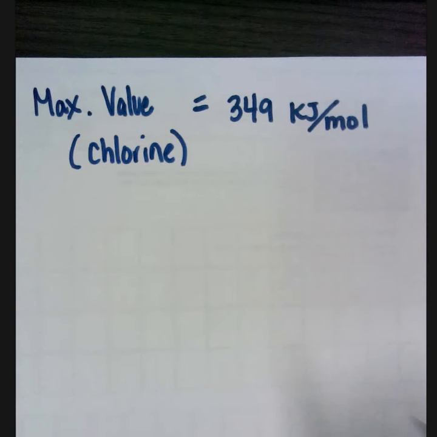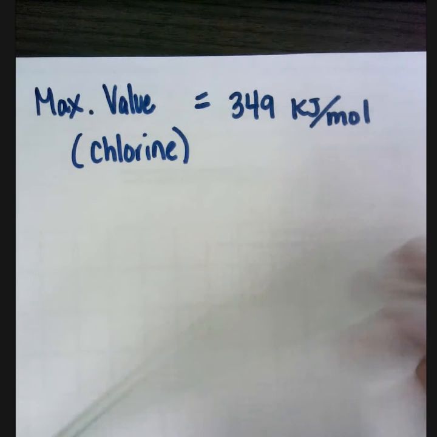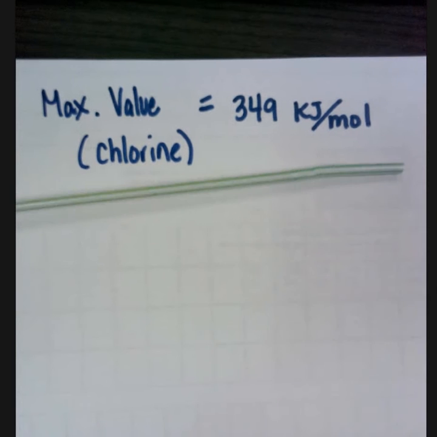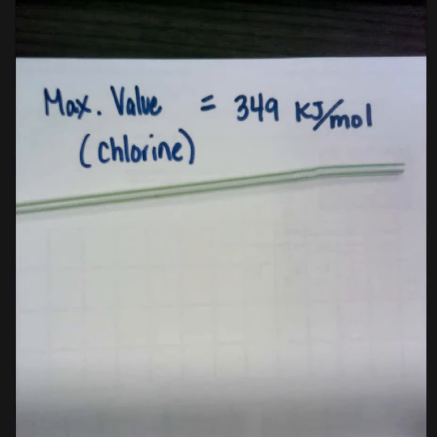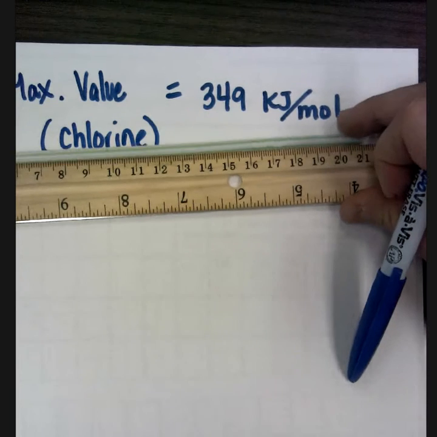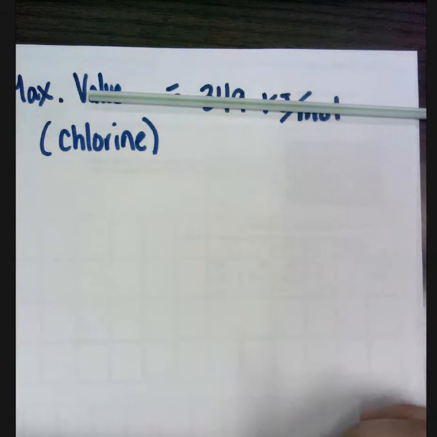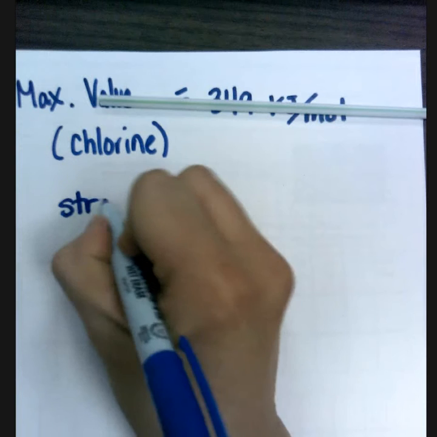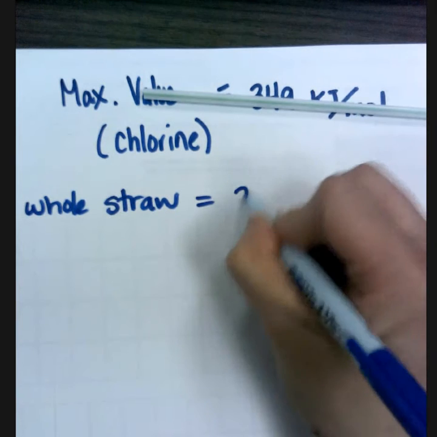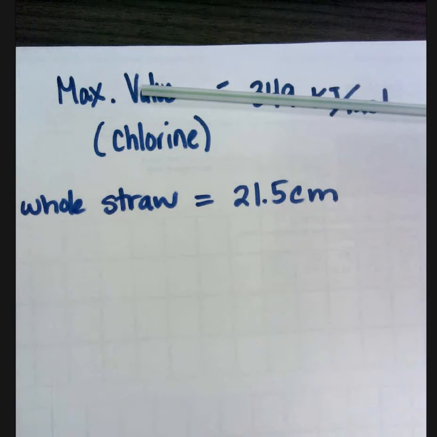So now I'm going to take a straw and measure the whole thing. When I measure the whole thing in centimeters, which is the same thing as millimeters here, it happens to be about 21.5. So the whole straw is 21.5 centimeters. Now what we're going to create, though, is a straw scale.